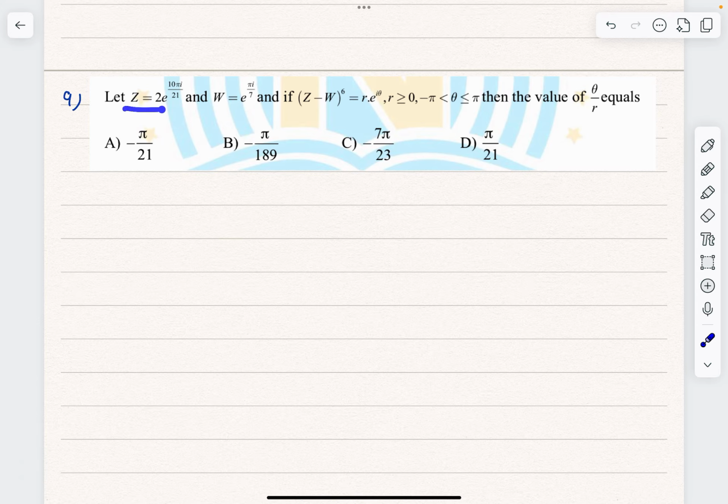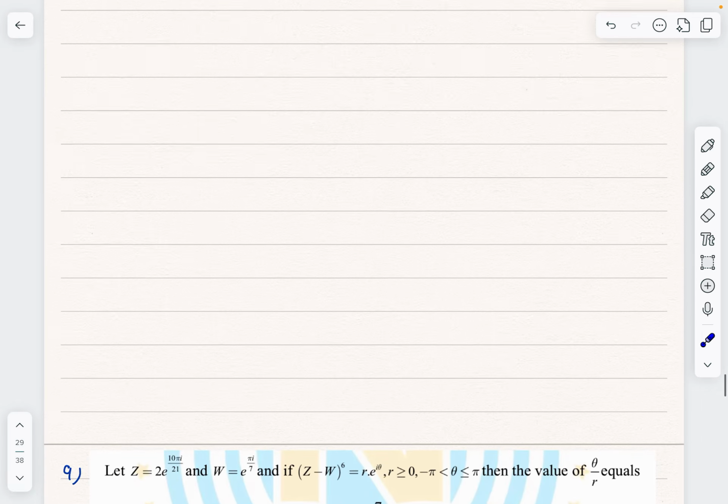Z equal to 2e power 10 pi iota by 21. W equal to e pi iota by 7. If (Z minus W) power 6 is r e power iota theta, where r is a positive real number and theta lies between minus pi to pi closed, basically principal argument, find the value of theta by r. Give it a try. Let us start discussion now.